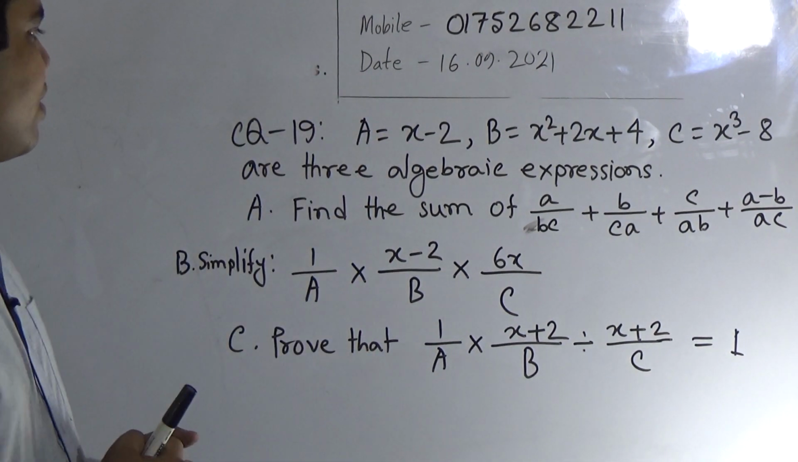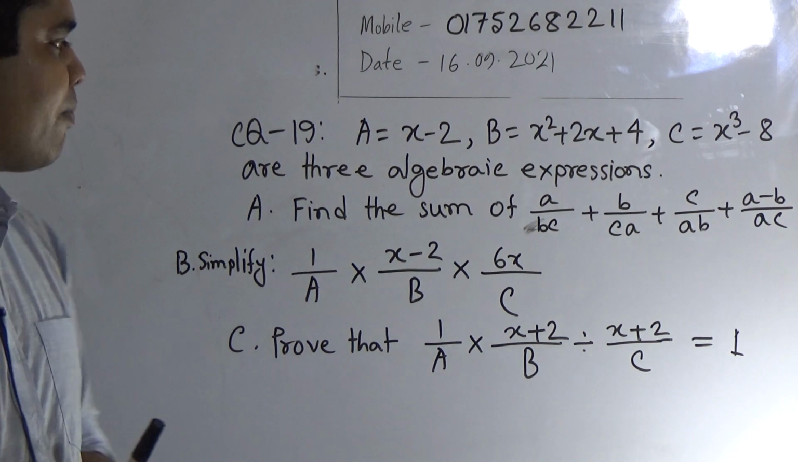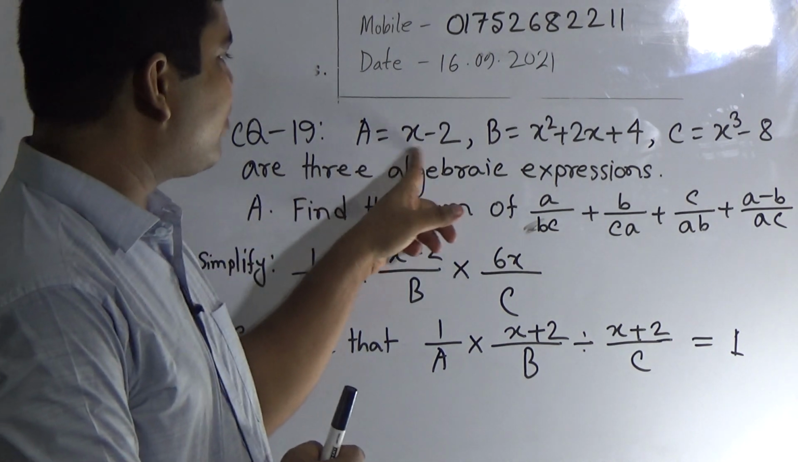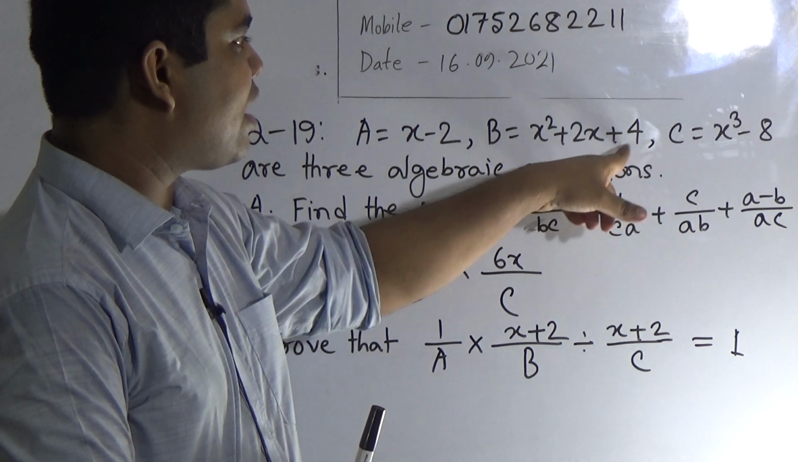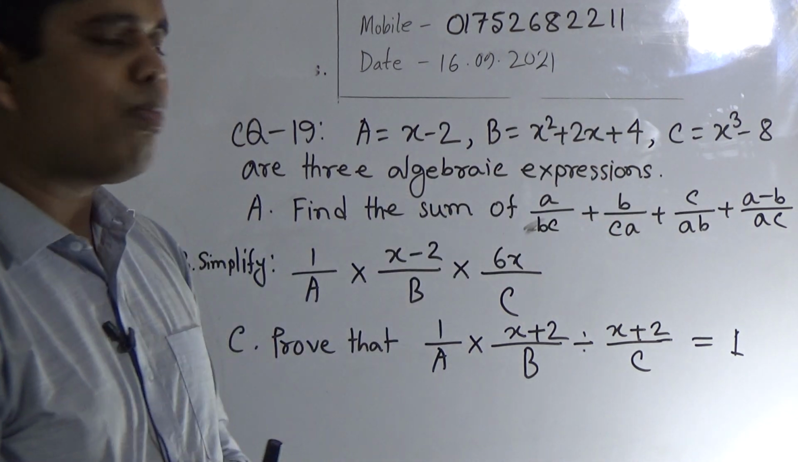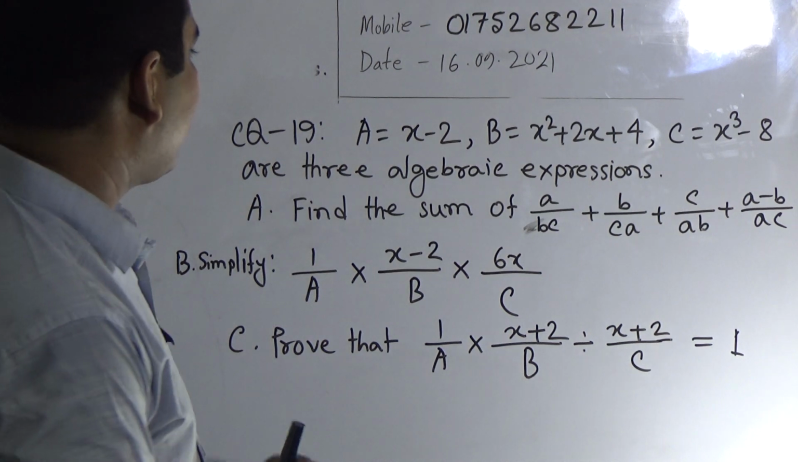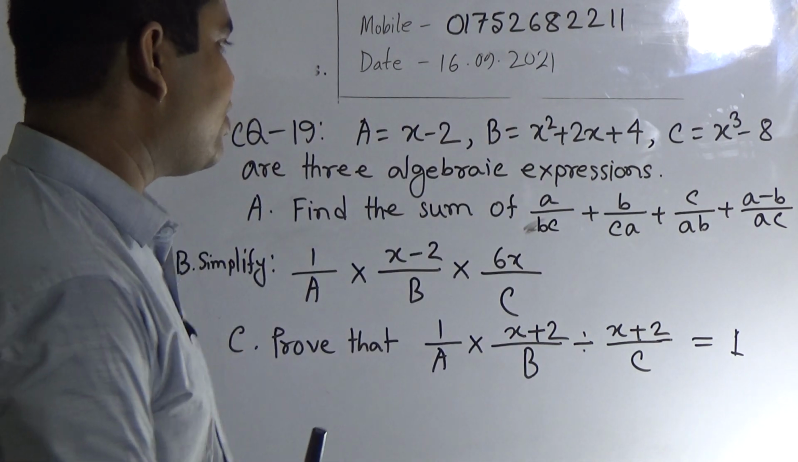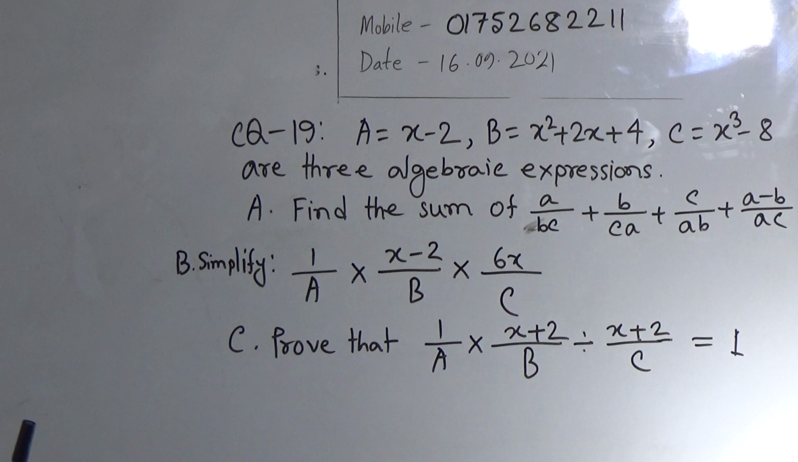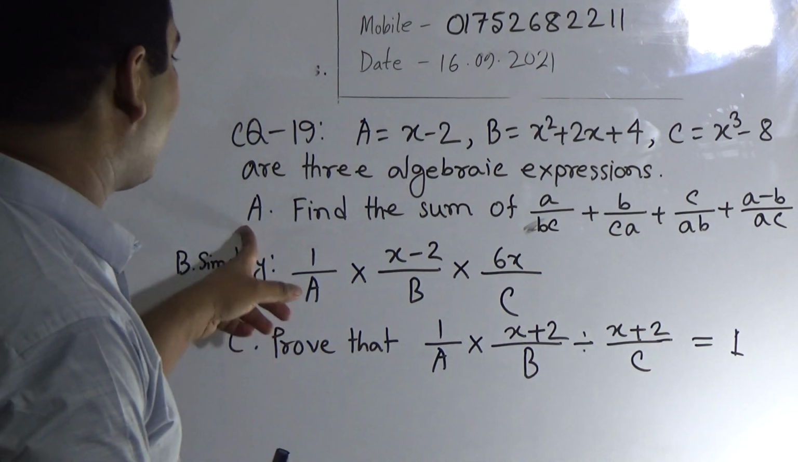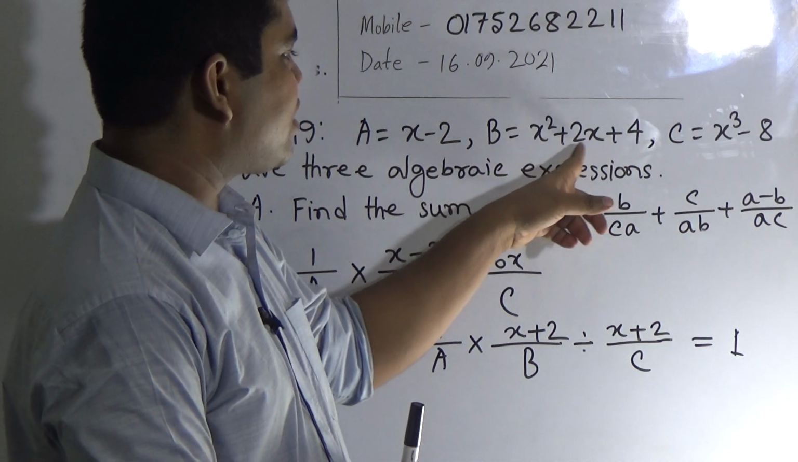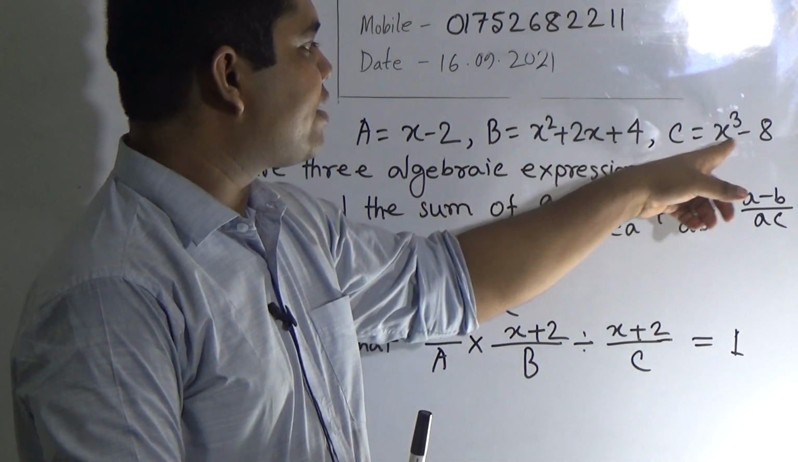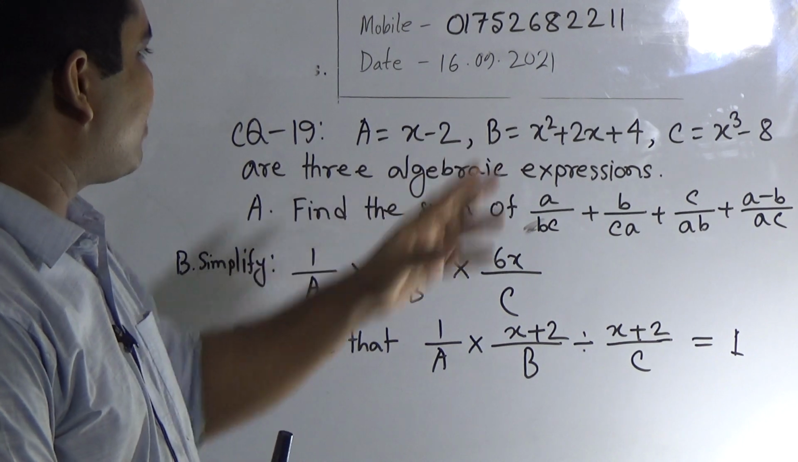Okay, at first we read the question to solve this problem. So, here A equal to x minus 2, B equal to x square plus 2x plus 4, C equal to x cube minus 8. These are three expressions. By using these three expressions, we need to solve questions B and C, and A is different. Here A equal to x minus 2, B equal to x square plus 2x plus 4, C equal to x cube minus 8 are three algebraic expressions.